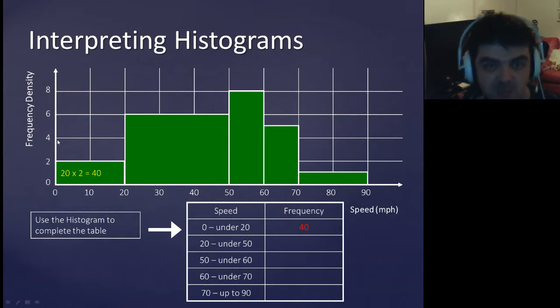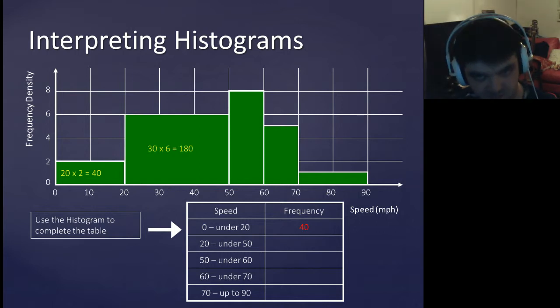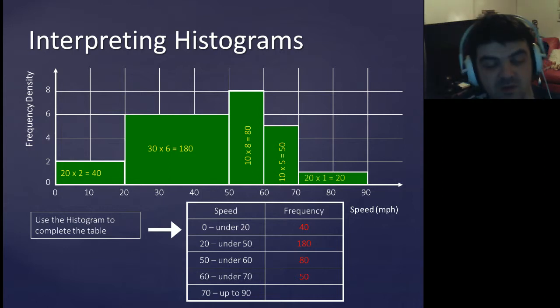What about the second one? The class width is 30 and the height is 6. So the frequency is going to be 30 times 6, which is 180. Next one is going to be 10 times 8, which is 80. Remember that the width of that is 10, the height of that is 8, so it's going to be 80. Next one is going to be 10 times 5, which is 50. And last but not least, we have 20 times 1, which is going to be 20. And there is your original table filled out just by being given the histogram itself.